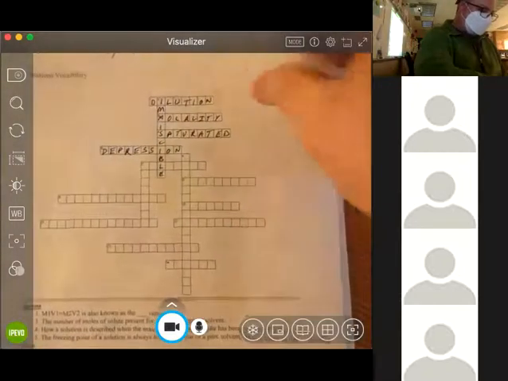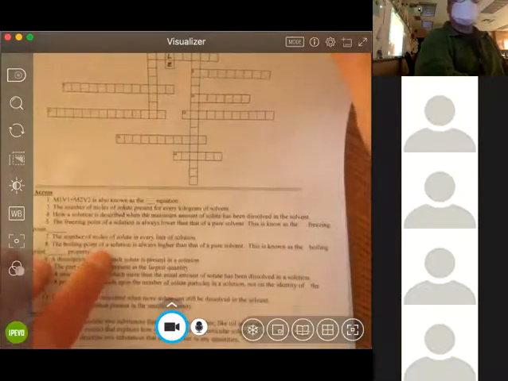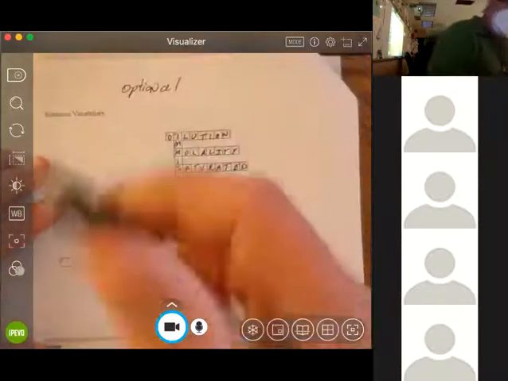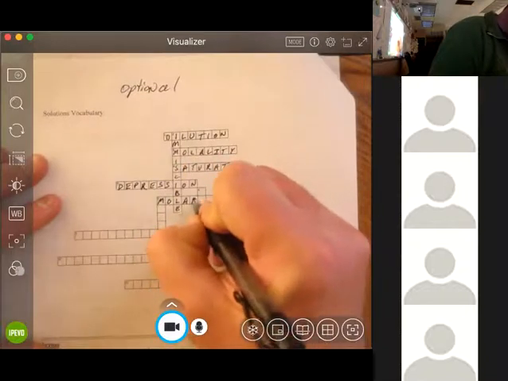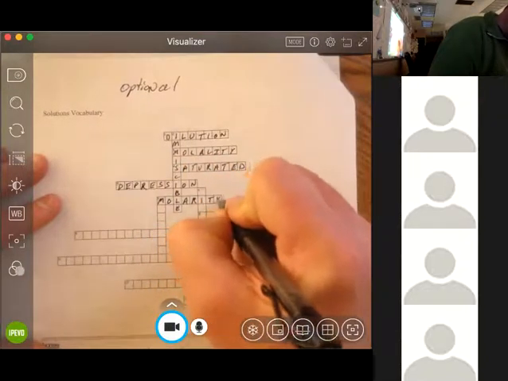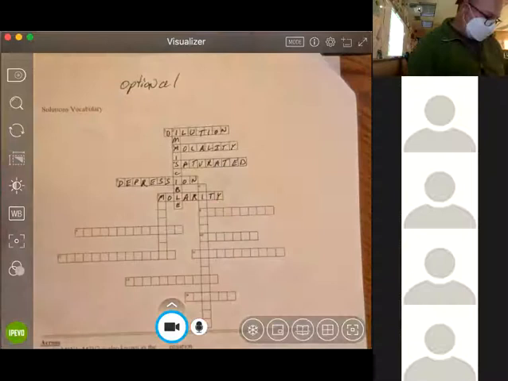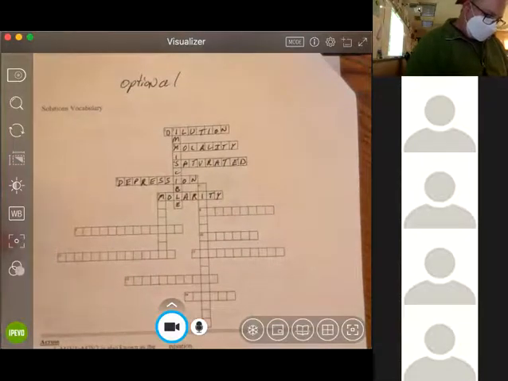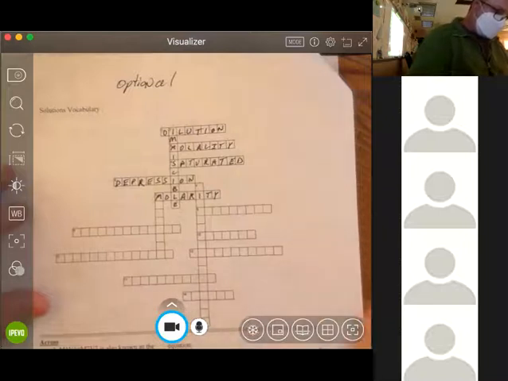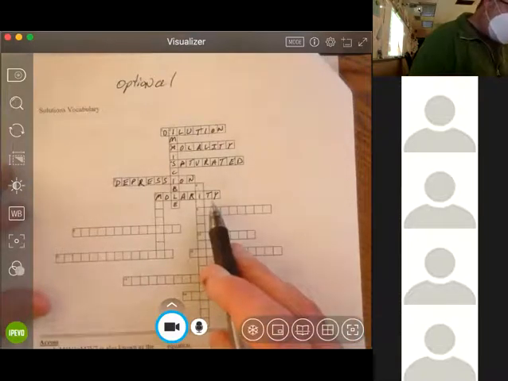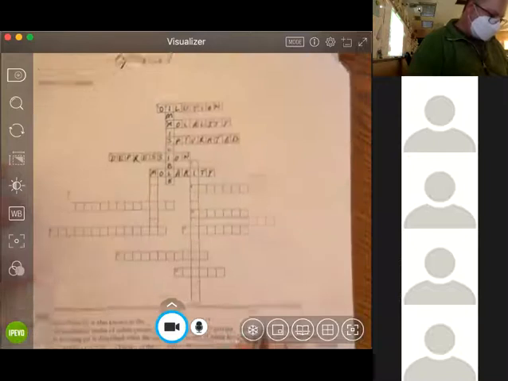Seven across, the number of moles of solute per liter of solution. That is molarity. Molarity. Let's try, I'm kind of stuck here. Let's try 8 across, see if we can get more of this one.